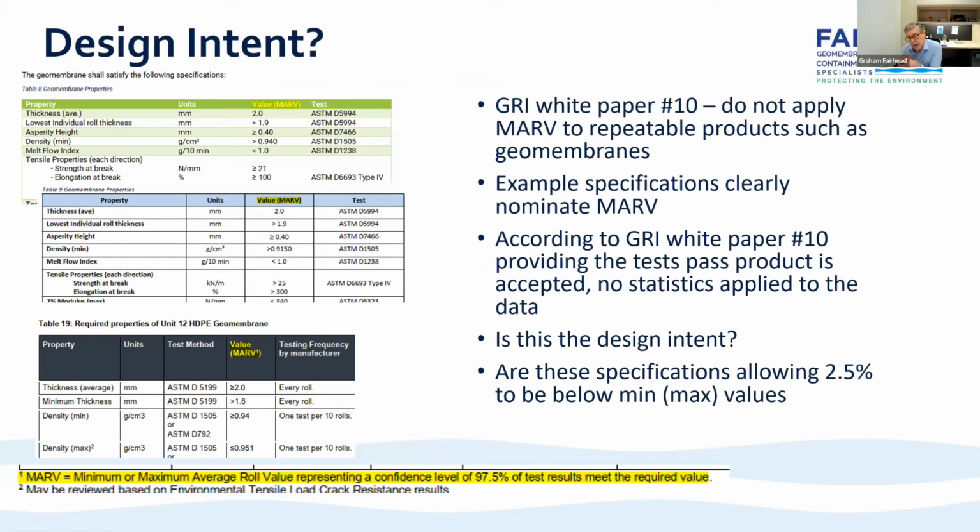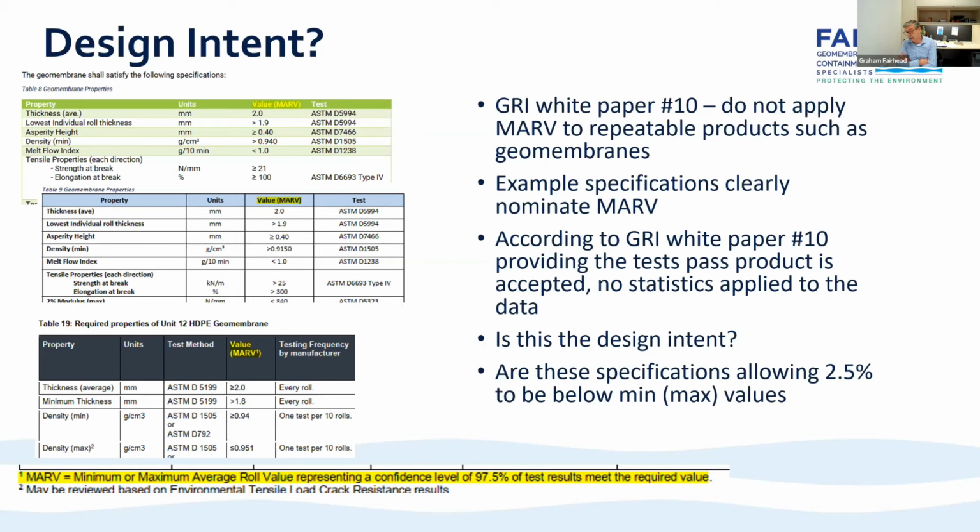Second example here is nearly all specifications. There's 3 different specifications here. Nearly all specifications we see now, wouldn't have been the case 5 or more years ago, but now they all have in some way MARV quoted in the specifications. And in the case of HDPE, the Geosynthetics Institute, in their white paper number 10, specifically recommend not to use MARV with geomembranes. They argue that geomembranes are quite stable products, unlike the fabrics, and you shouldn't be using these statistical processes. You should be using the absolute minimum approach, as Warren explained at the very beginning. And yet we see MARV appearing in these specifications.